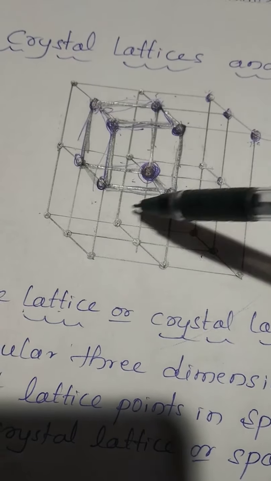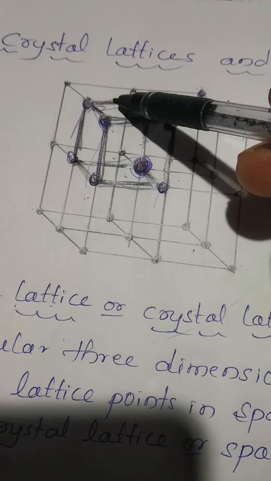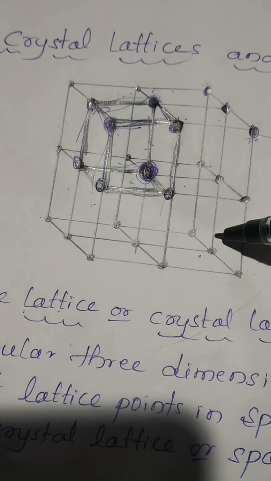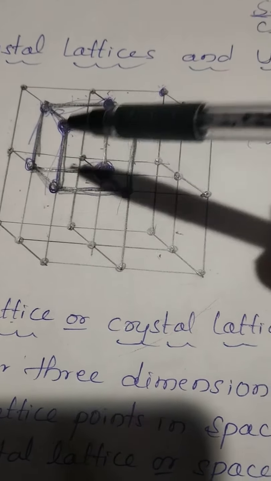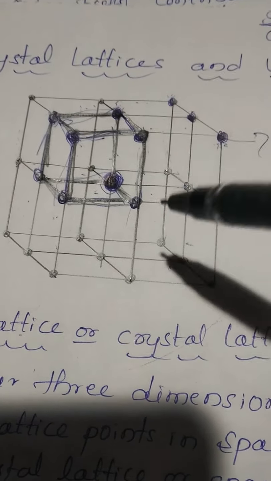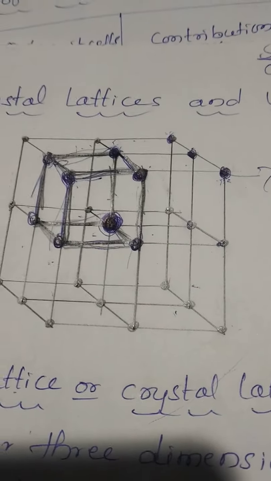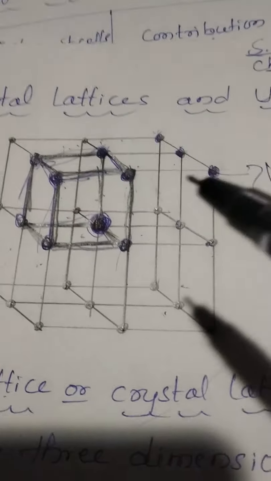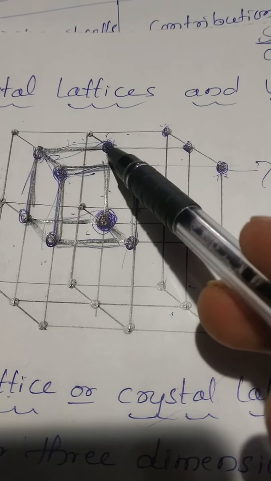So this is one unit cell, here one unit cell, here one unit cell, here one, and here one. Here is a unit cell, and on the back side there is also a unit cell. So totally 8 unit cells are there in this diagram. Many unit cells are present in the crystal lattice, but in this diagram only 8. These are the corner atoms.